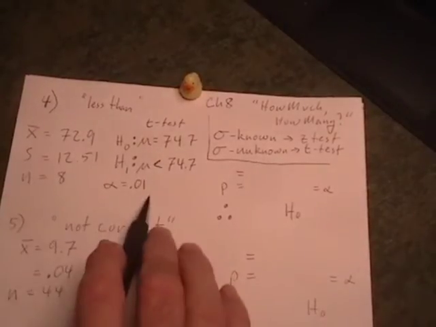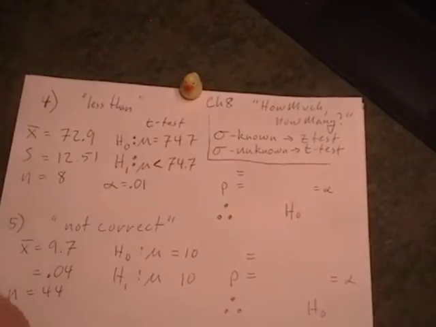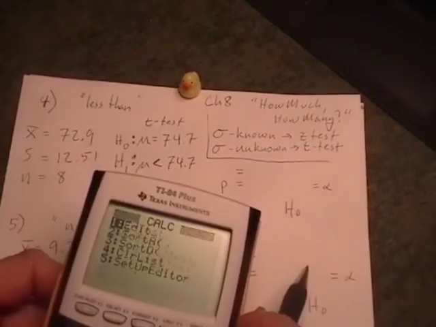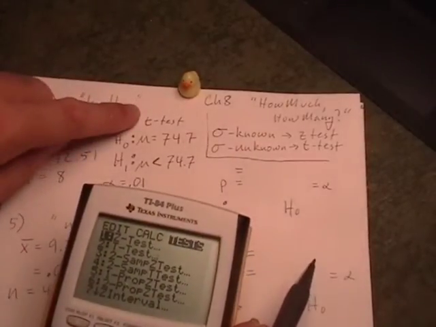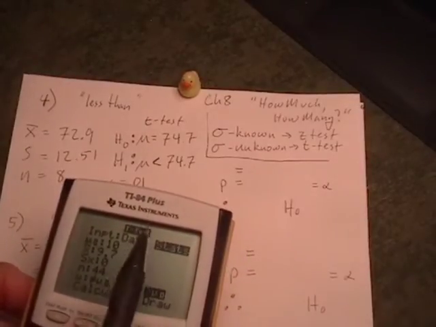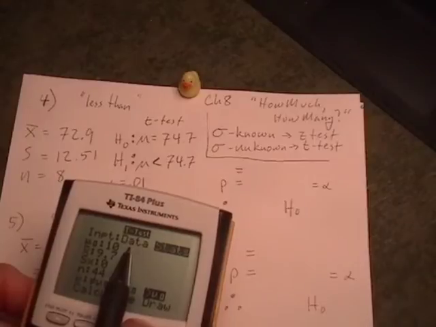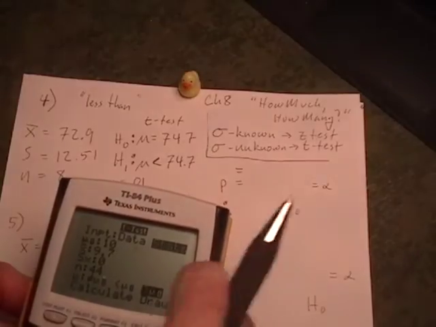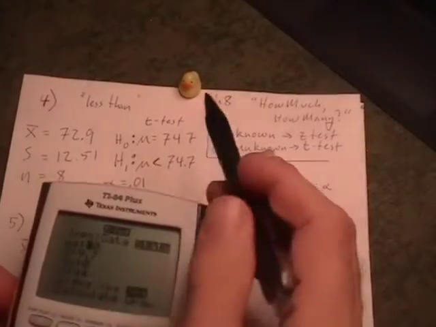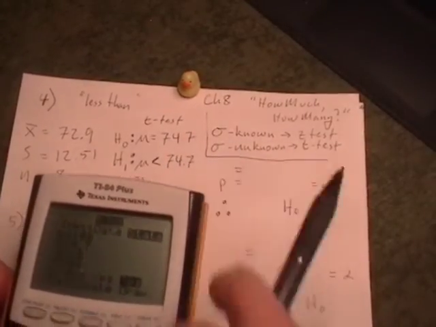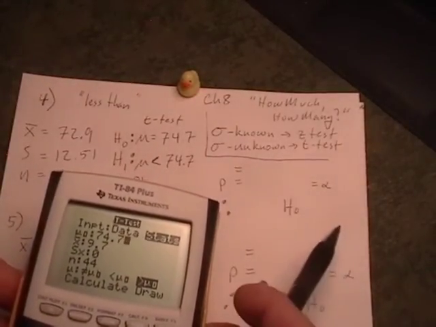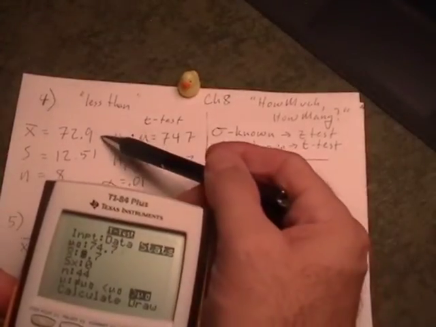With all of this taken care of and correctly labeled, we can bring out the calculator. Stat, test, t-test is line 2. You check and see whether the input is coming from raw data or summary statistics. In this case, it's summary statistics. Mu naught is the hypothesized mean. That would be 74.7. X bar is the sample mean.